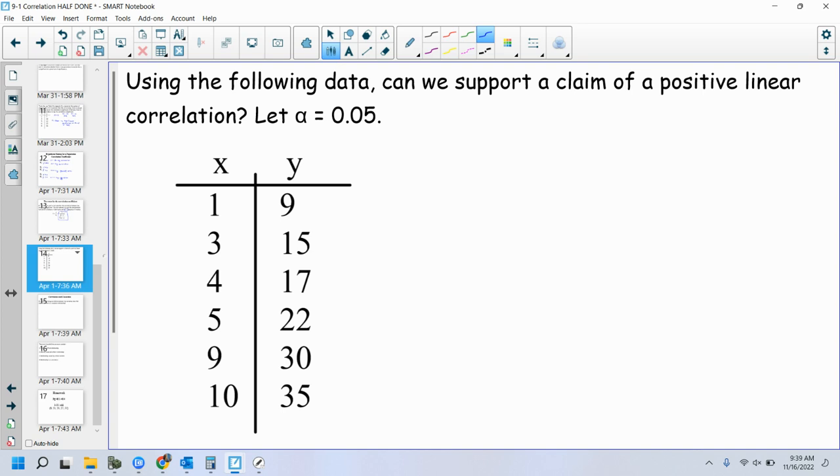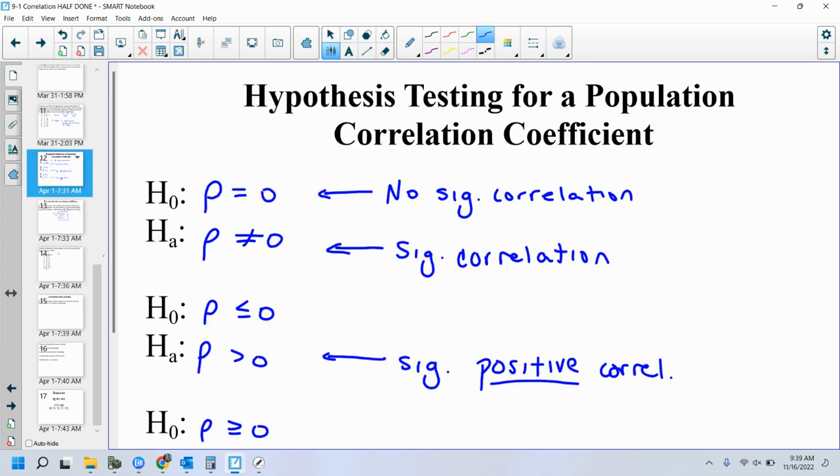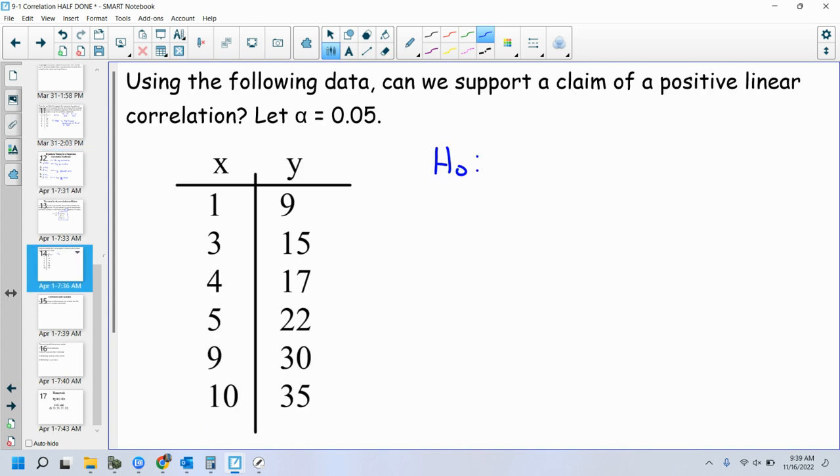So we can say that our null hypothesis is rho is less than or equal to 0, and our alternative hypothesis is rho is greater than 0, a significant positive relationship. Because we want to prove that this is true, right? Which makes sense that our claim is in the alternative. If we want to show that something is true, if we want to support some claim, it wants to be in the alternative.